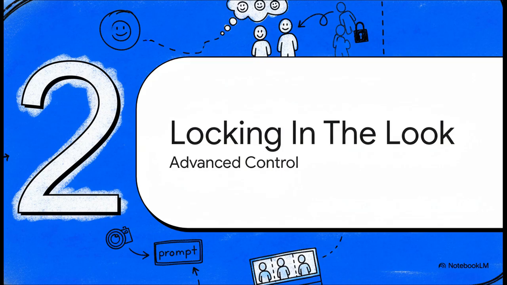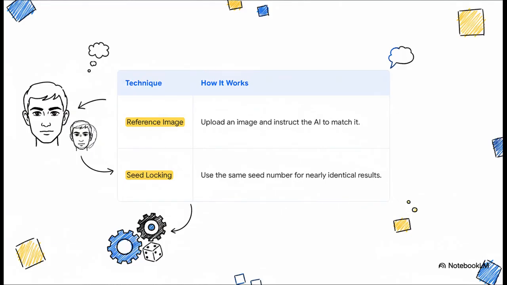All right, so we've laid the foundation with the master prompt. Now it's time to build on it. Let's talk about locking in the look by adding some more layers of control. So two really powerful techniques here are reference image anchoring and seed locking. With anchoring, it's pretty simple. You give the AI an image of your character and say, hey, make it look like this. It's awesome for getting the visual likeness just right.